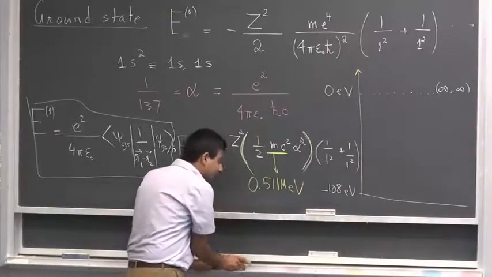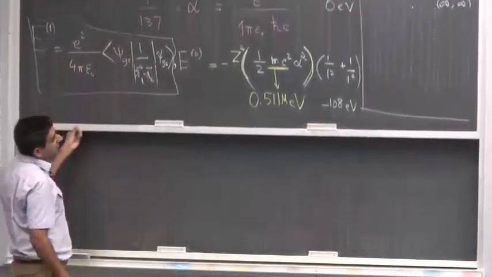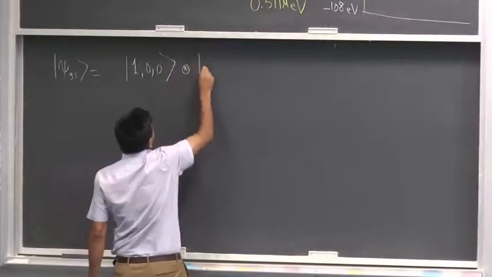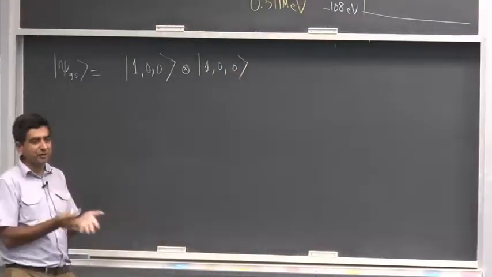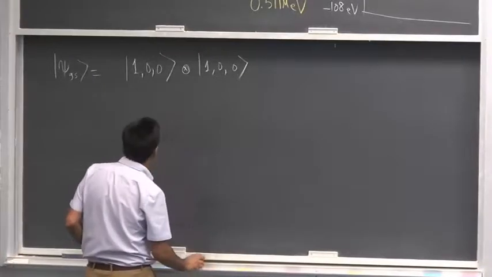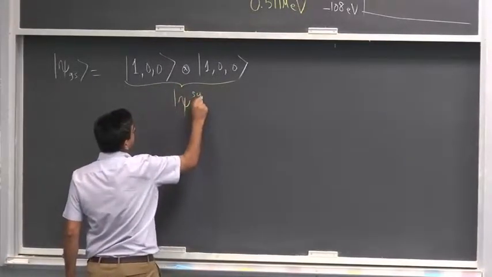Now we know from the symmetrization postulate that the ground state wave function for the helium atom is simply that the two electrons are in the 1s state. So this is 100 for the first electron, 100 for the second electron. And this is a symmetric wave function. And for shorthand, I would like to write this down as psi symmetric.